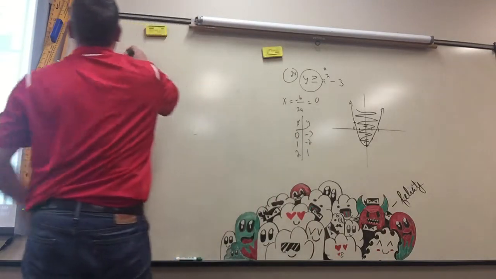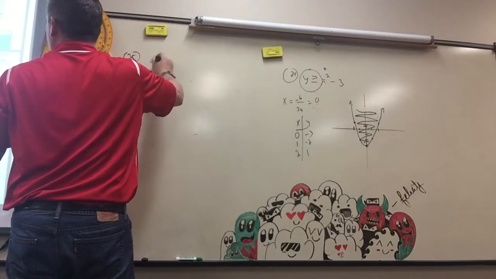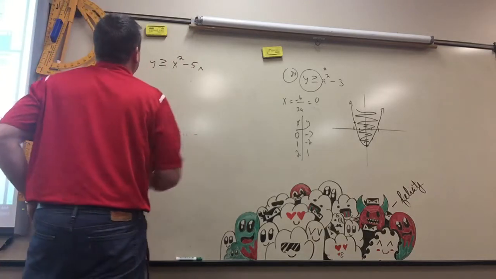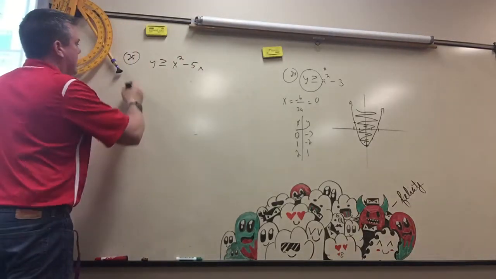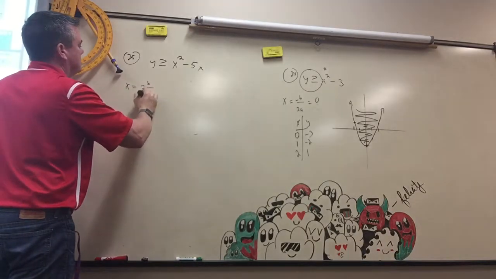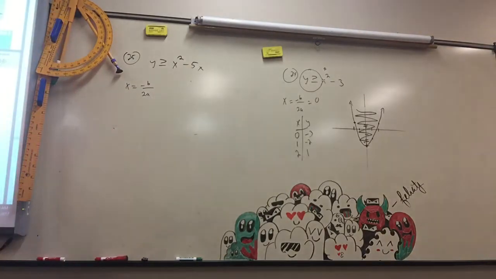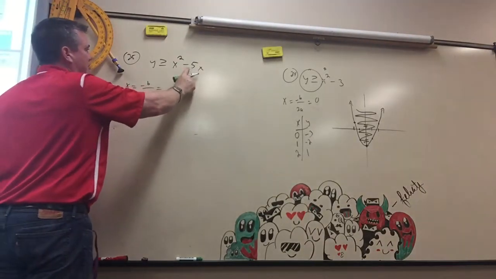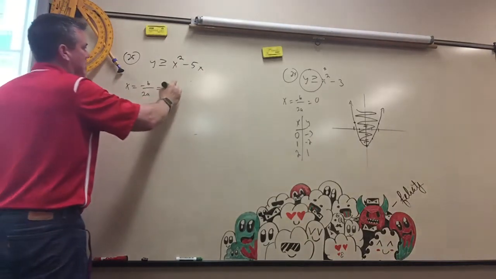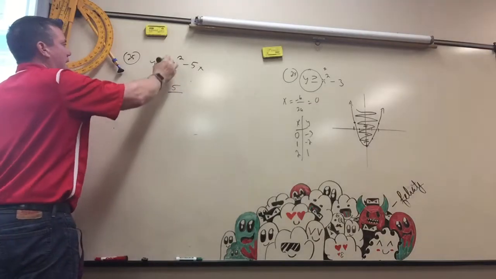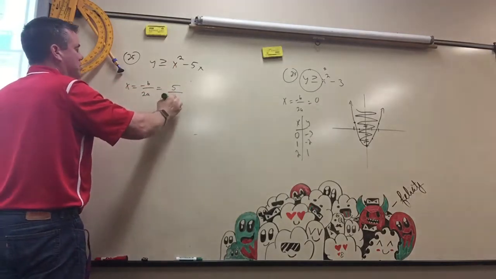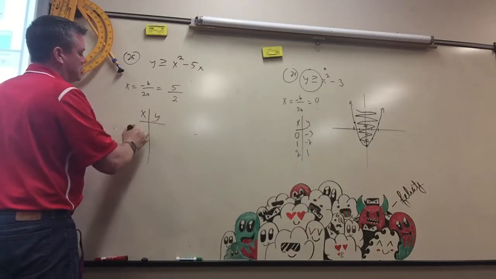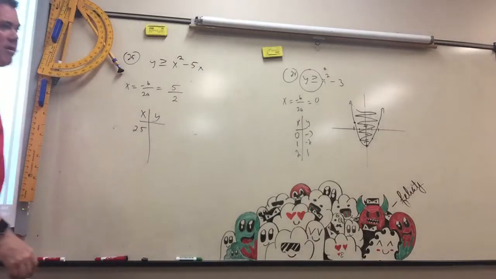Ready to do 25? So on 25, we start with negative b over 2a. So b is a negative 5, so negative, negative makes positive. A is a 1, 2 times 1 is 2. So that gives us 5 over 2 is 2.5.